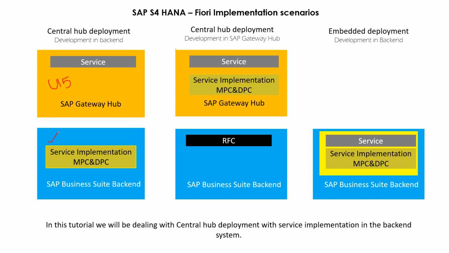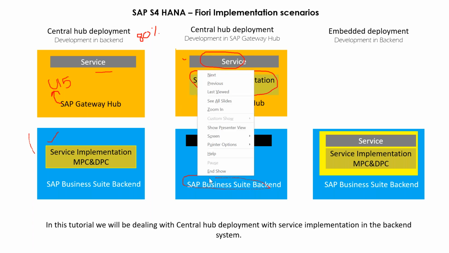The OData service is developed in the backend but registered in the front-end system. Data to the UI5 application is supplied by the registered OData service in the front end. This is the Central Hub Deployment, Development in Backend scenario. 80% of your actual landscape will work on this on-premise scenario. Now, in this scenario, Central Hub Deployment, Development in SAP Gateway Server, the service is registered here, and the service is also developed here. Only the actual business data resides in the backend system.